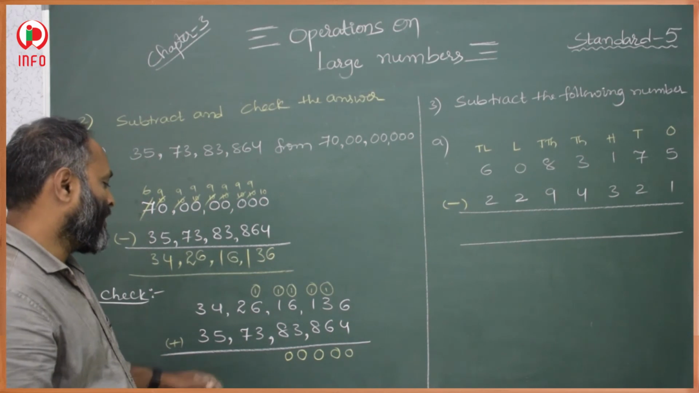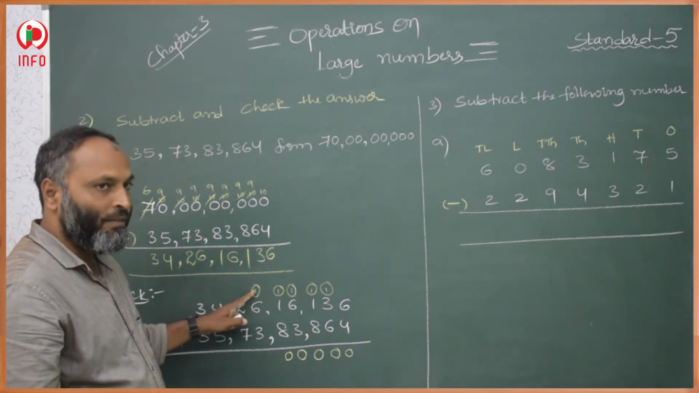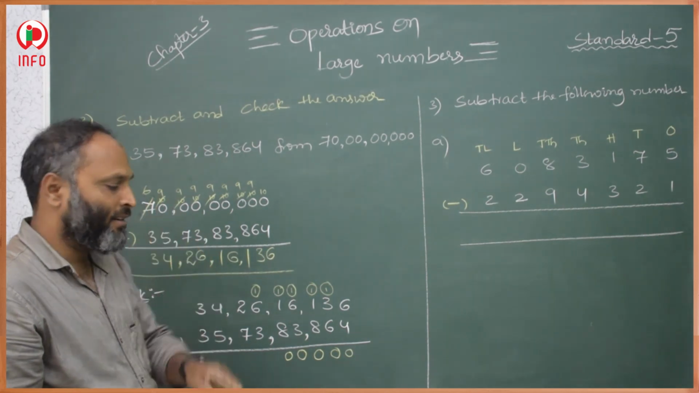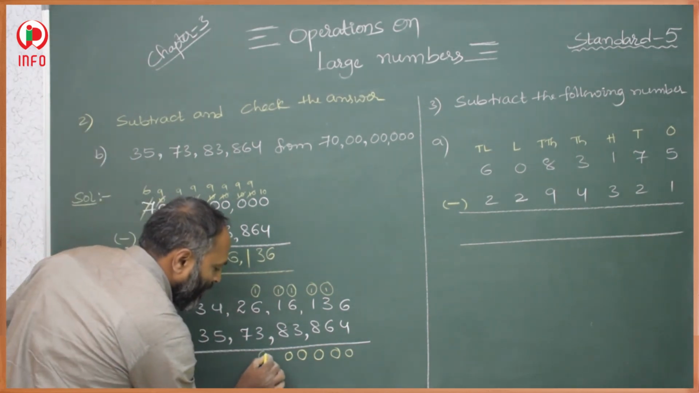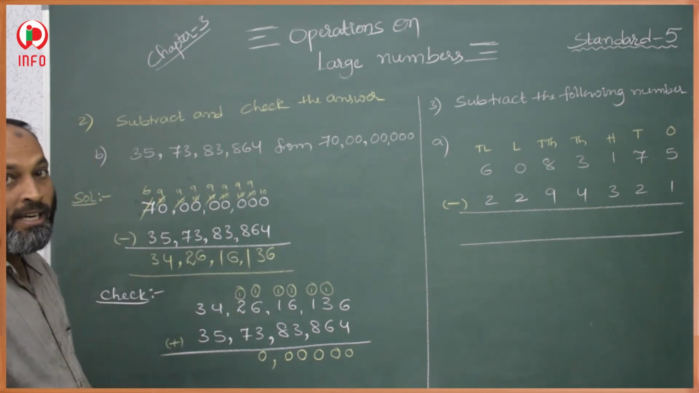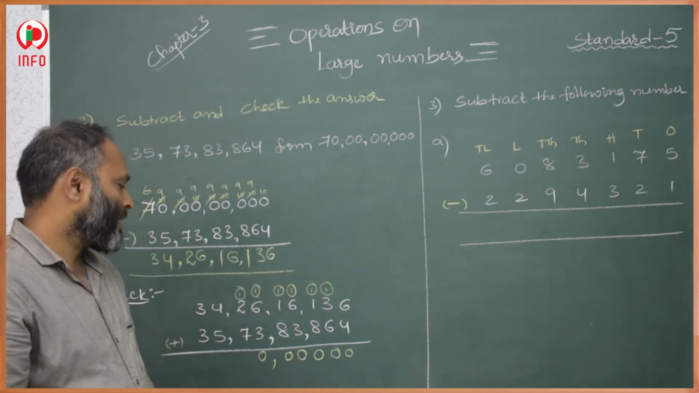Then after that, 6 plus 1, 7. 7 plus 3: 8, 9, 10. Again 10. 10 means 0 exactly below the lakhs place, and 1 is on the 10 lakhs place.